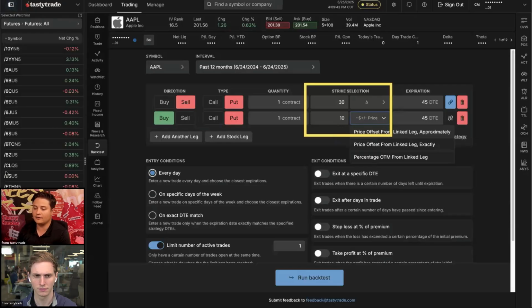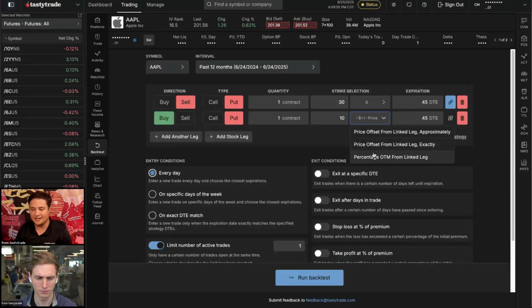Right now, we're offsetting it by $10. You could do an approximate offset here. So I guess that would be more useful if there are strikes in 50-cent increments, or if there's some sort of special dividend, maybe that's when you may look to use an approximate link. You can link it exactly, or you can base it off a percentage of out of the money from the linked leg.